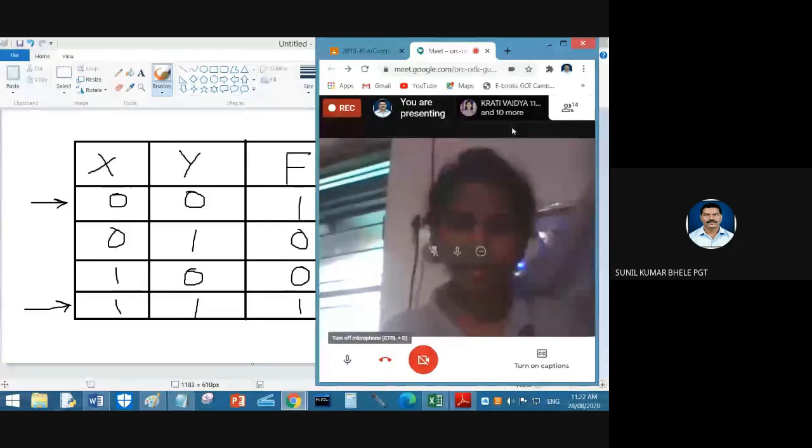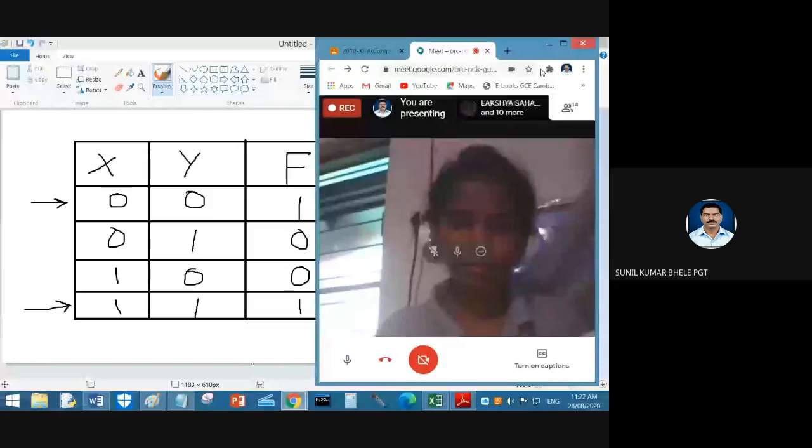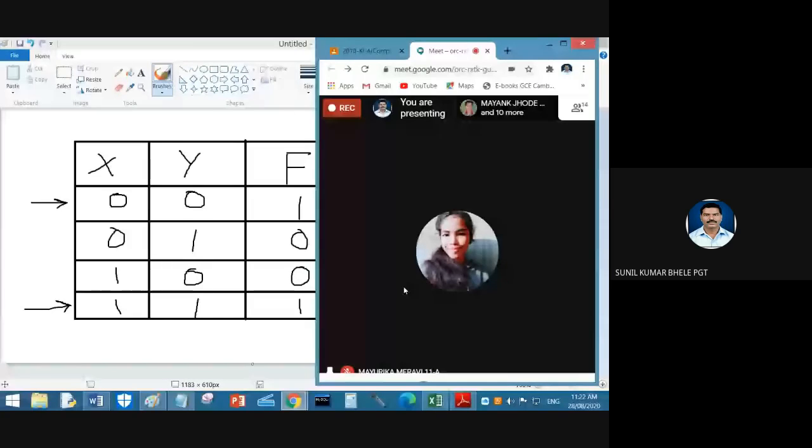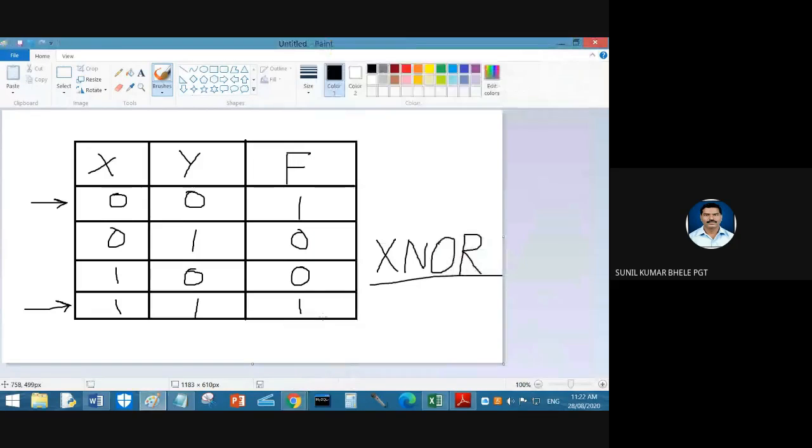So whenever you are attending the class, be ready with your notebook and pen so that you can write down simultaneously as I teach you something. Whatever I want you to write, you should write in your notebook. So this is all about the gates, the extra gates. Yesterday I also told you about some gates, and today I also explained some gates.